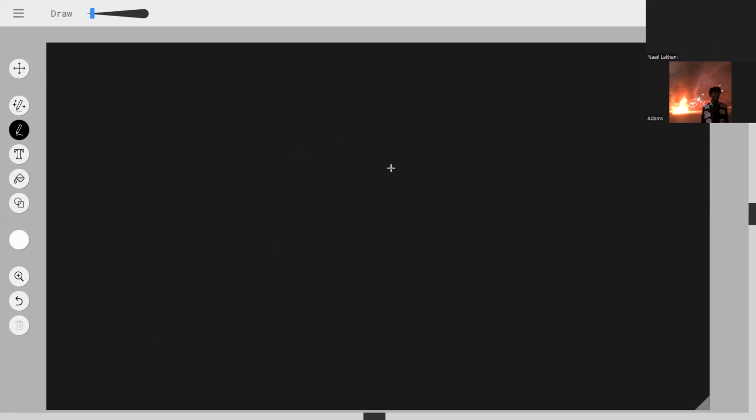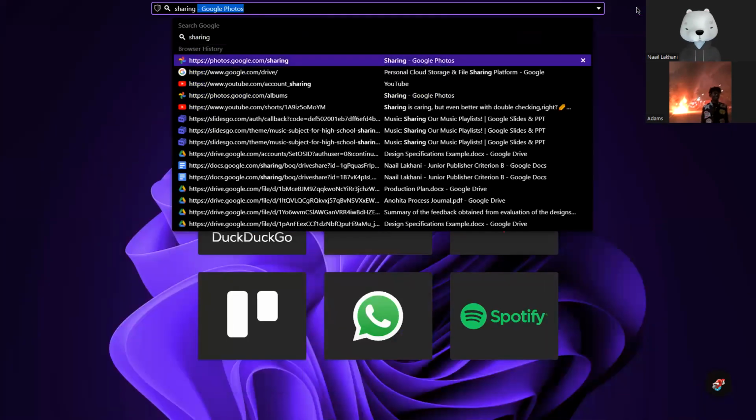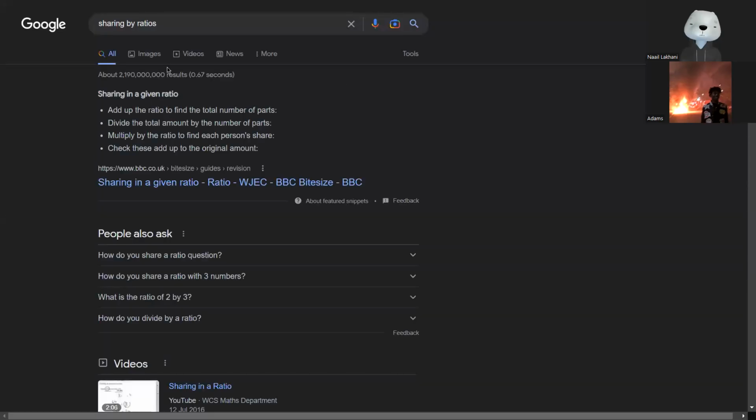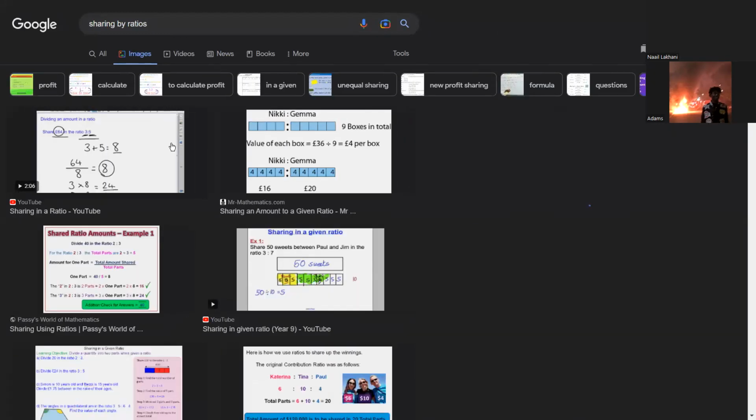Simplifying, no, we did simplifying algebraic equations, so we won't do that. Terminology we also practiced. For sharing by ratios, yes, sharing by ratios is one that we need to do. Okay. So sharing by ratios, I think it's called sharing the total. So hold up. I just need to get a question so I can do it.